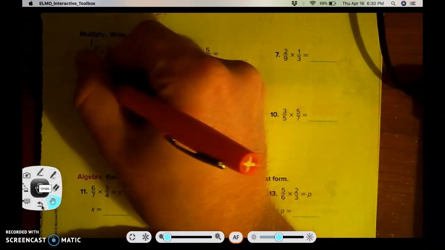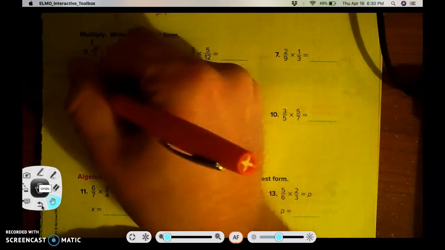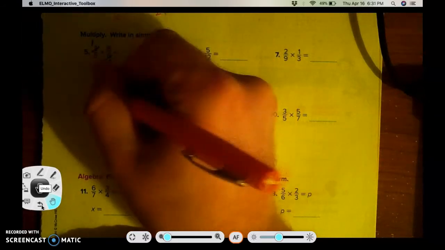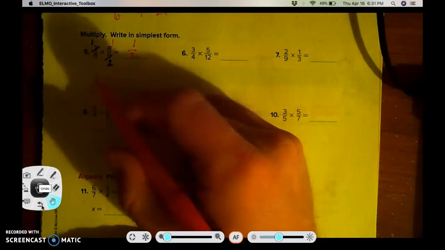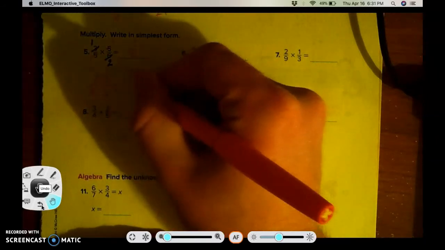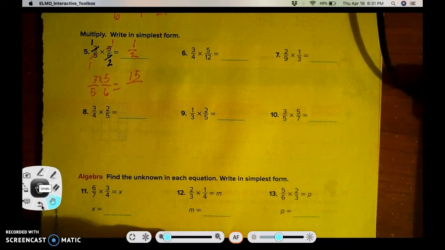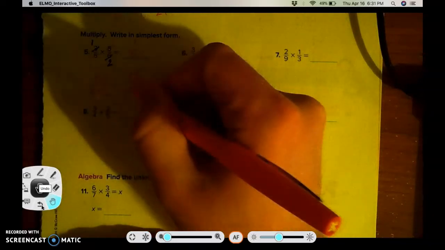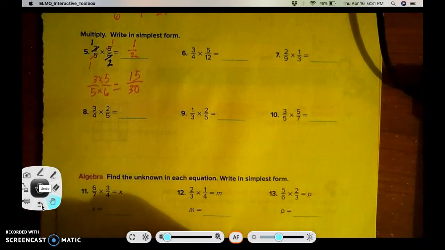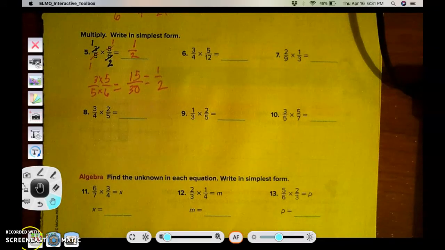Now to make sure we did it right, I'll show you the normal way, where we simplify after. We have 3 times 5, which gives us 15. 5 times 6 is going to give us 30. And I know that 15/30 is equal to 1/2. Hope this is helpful. Good luck.